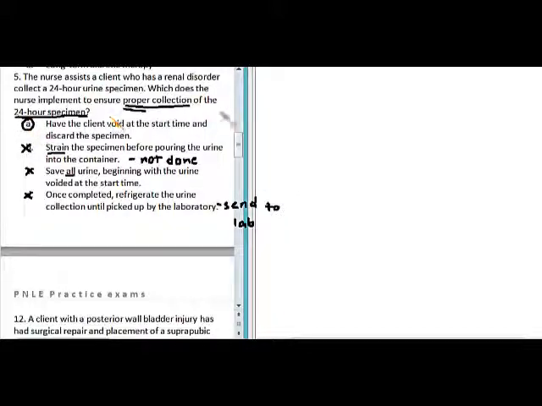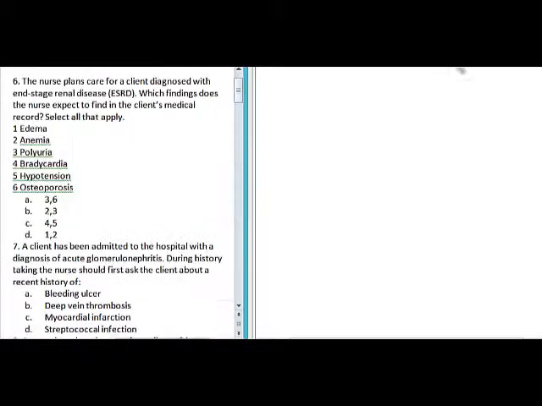Next. Number 6. Nurse plans care for a client diagnosed with ESRD, or end-stage renal disease. Which finding does the nurse expect to find in the client's medical record? Select all that apply. So when we say ESRD, this is the last form of chronic kidney failure.